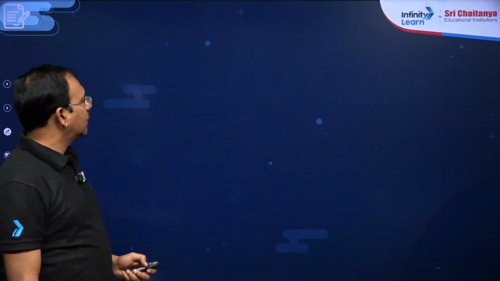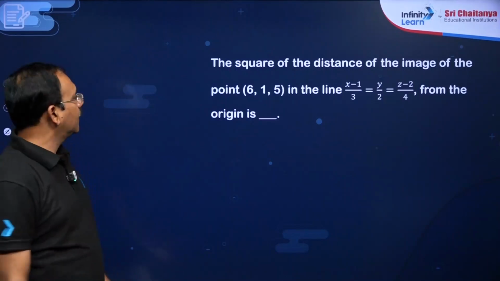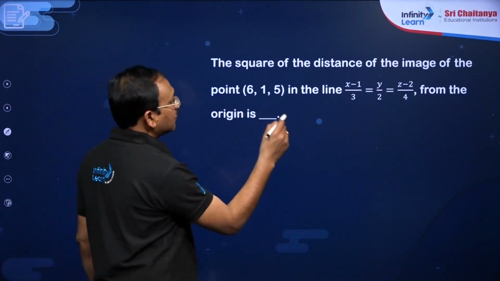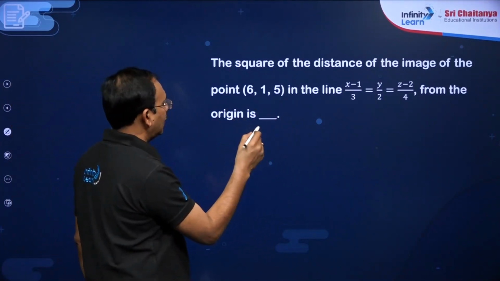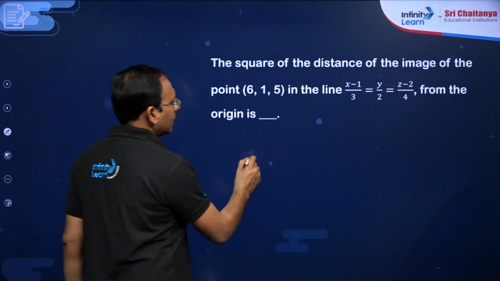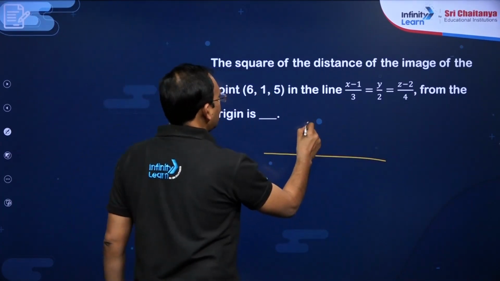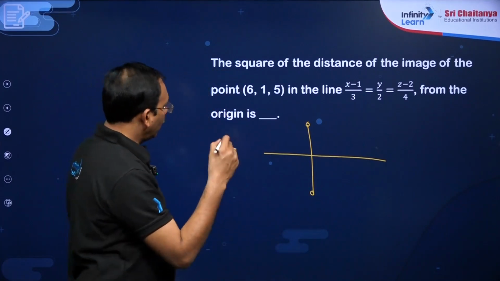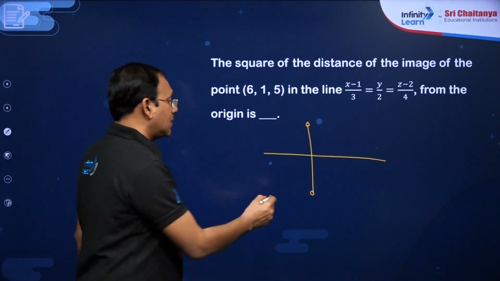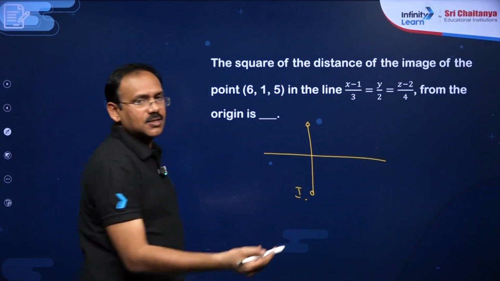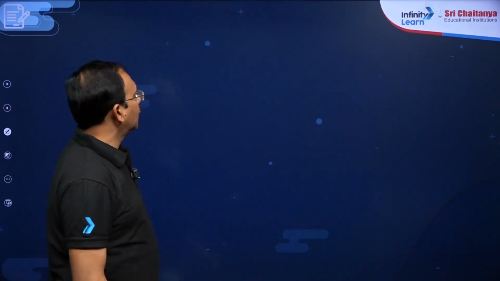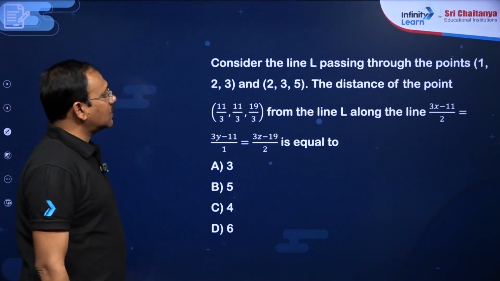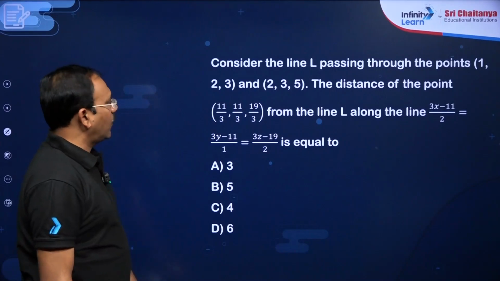Okay, right. Next, dear students, in the same way, the square of the distance of the image of the point in the line from origin. That means a line is given, a point is given, you have to find the image. Just now we have seen the procedure. Find the image, then find the distance of this image to origin, then square it. That's it.